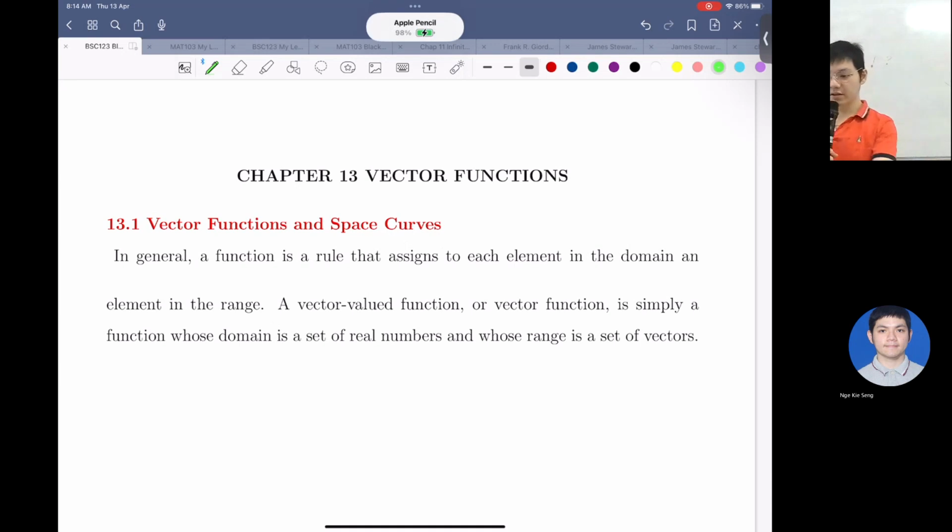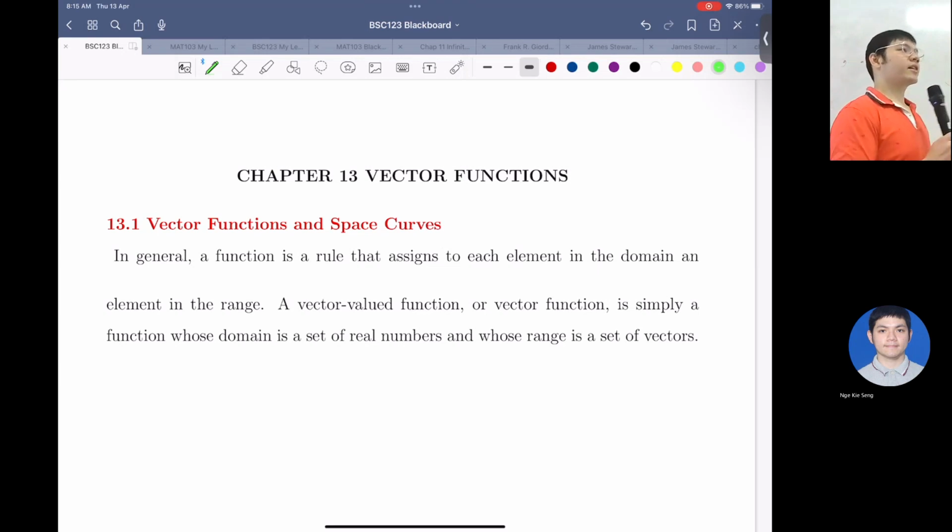In general, a function is a rule that assigns each element in the domain an element in the range. So a function is, I give you one input, you give me one output. Okay, this is the function. A vector value function. Okay, vector value is what? This function gives you a vector. Or we just call it a vector function for short.